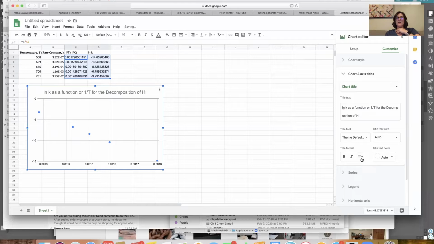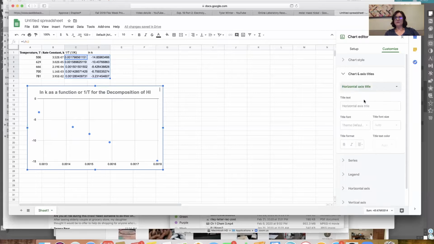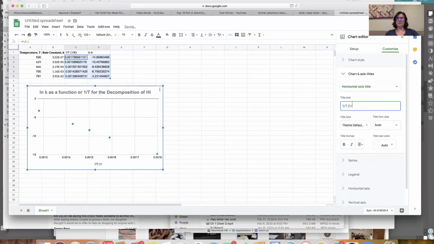Okay, so I went ahead and put that in the middle. I'm going to put it in bold so we can see it. Okay, so now I want to give the axes titles. I'm going to start with the horizontal, the x-axis, and that was 1 over temperature, and then in parentheses I put the units. So I'm dividing by the Kelvin temperature, so 1 over Kelvin. And that added it, right? So you see our chart title here, and then our axis title, I should say.